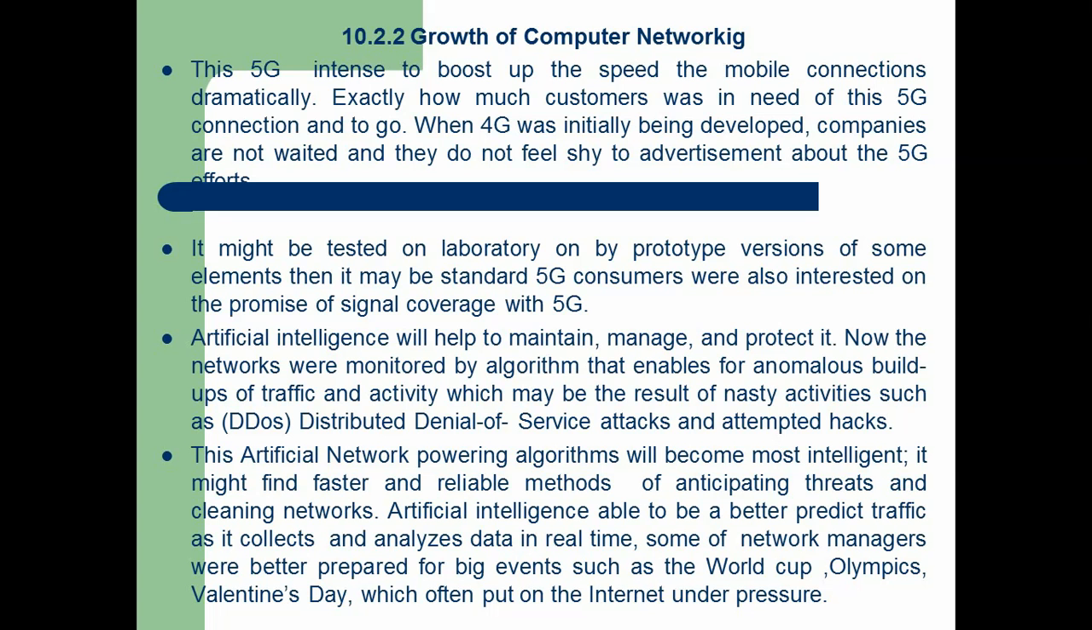Artificial neural network algorithms are becoming very famous, and they are one of the intelligent methods that offer a faster and more reliable way of anticipating threats and cleaning the network. For example, to solve problems like traffic in networking and slow speed, artificial intelligence is able to better predict traffic and collect and analyze data in real time. Some network managers are better prepared for big events such as the World Cup, Olympics, and Valentine's Day.